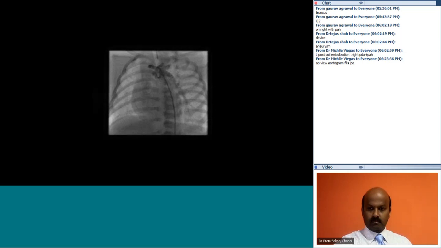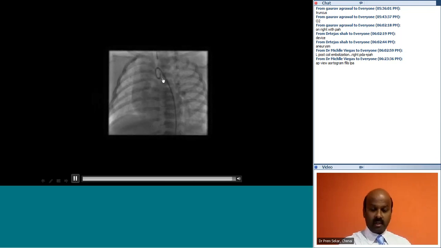Okay, we have an answer. We have AP view aortogram filling LPA. I would like to point out here that this is an aortogram which shows a left aortic arch, and you have a left pulmonary artery which is filling through possibly a ductus here, which is not very clear. But you also see a disconnected right pulmonary artery filling through another structure here.